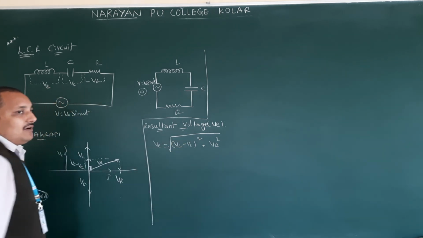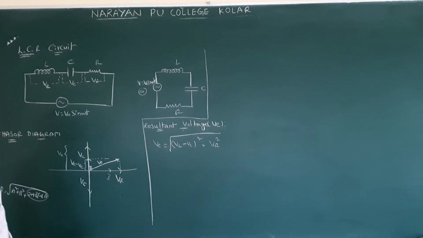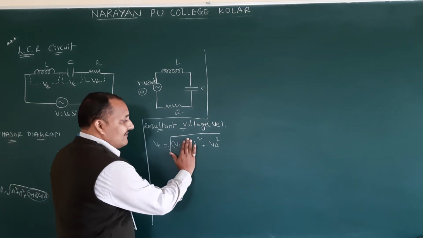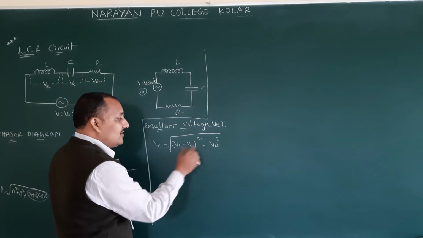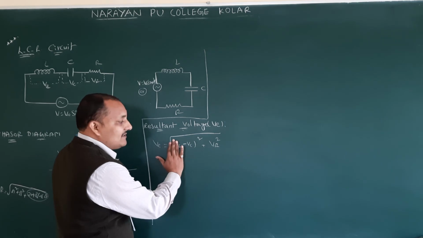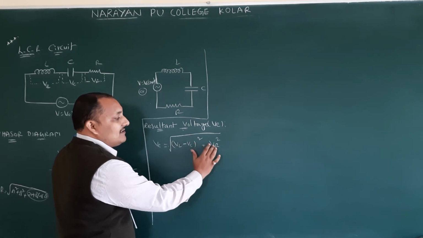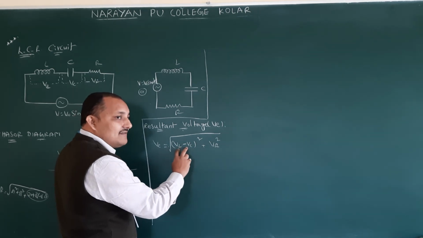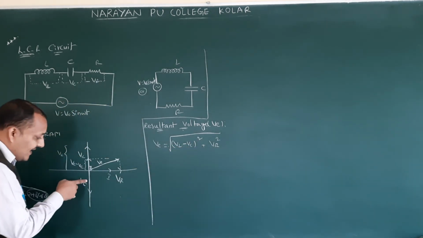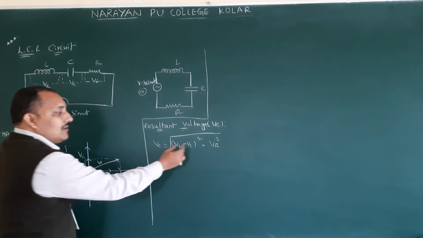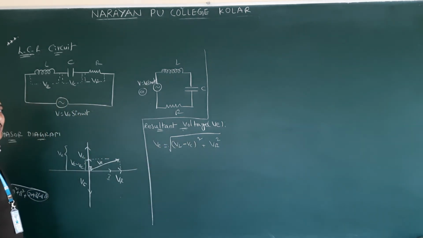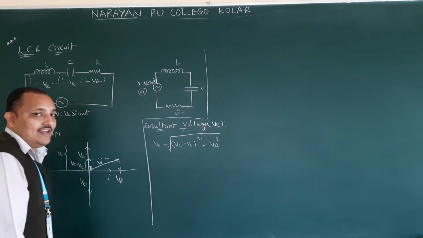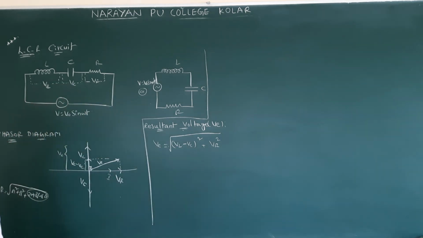Like this one we wrote in the case of the LR circuit and CR circuit. In the LR circuit, what did you get? VL square plus VR square. In the CR circuit, what did you get? VC square plus VR square. Now in the LCR circuit, here you will get VL minus VC whole square. If we have taken VC minus VL whole square, both are going to be the same only. Correct? Now this is nothing but the effective voltage formula.